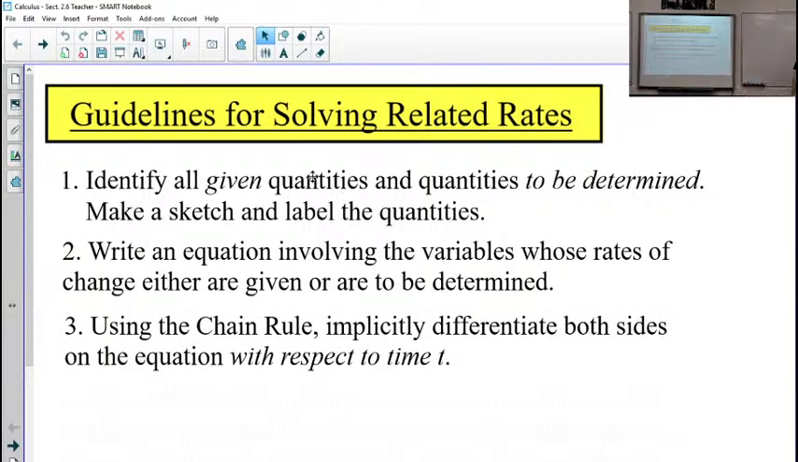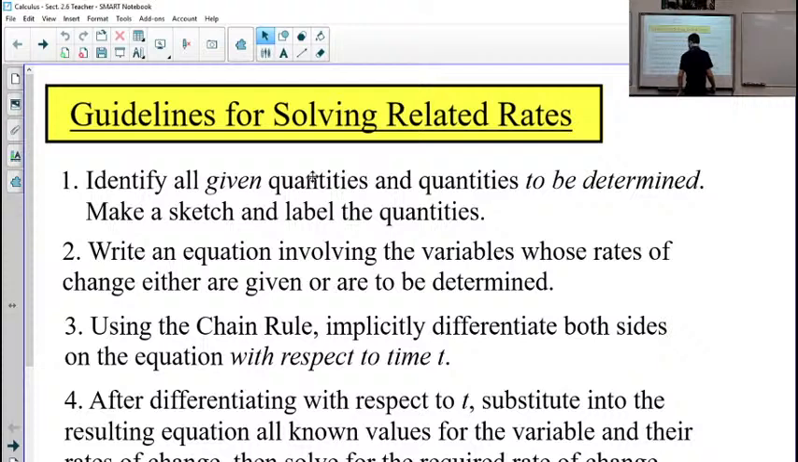Using the chain rule and really implicit differentiation, differentiate both sides with respect to time. So we are going to be looking at how these rates are changing over time. After differentiating with respect to t, substitute everything that you know to solve for the thing that you're trying to find.